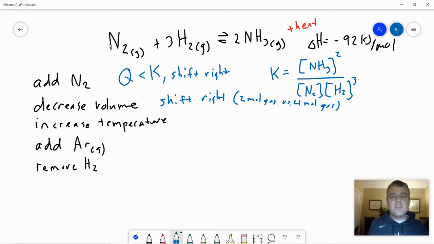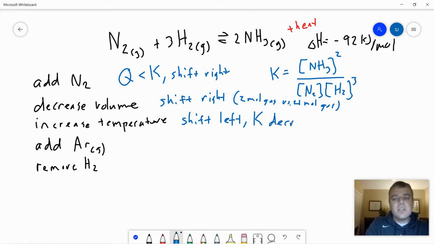It'll make more products. If you increase the temperature, that will result in a shift to the left, and the value of K would decrease. Because essentially heat is like a product, and so by adding heat, this reaction is going to run back to the reactant side where it's endothermic, to try to bring the temperature back down, to undo what you just did, and so K goes down.